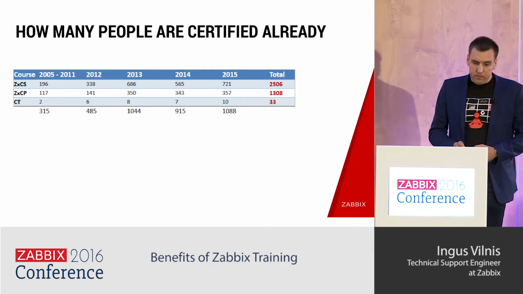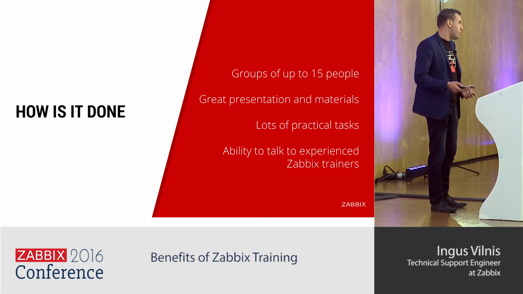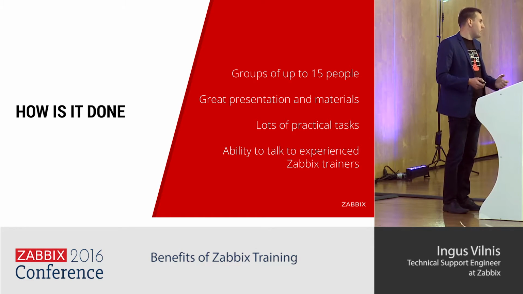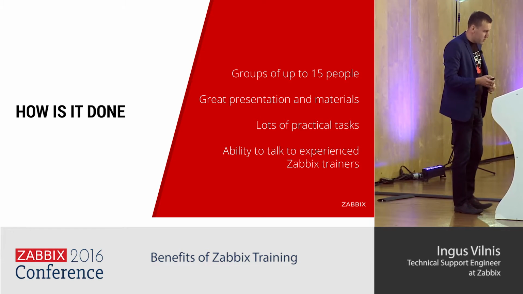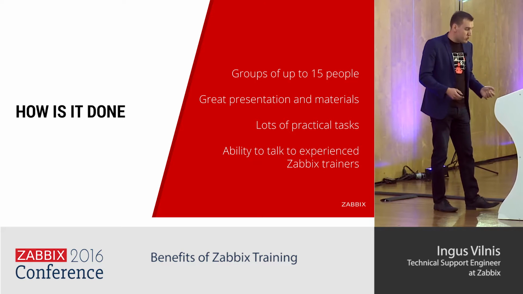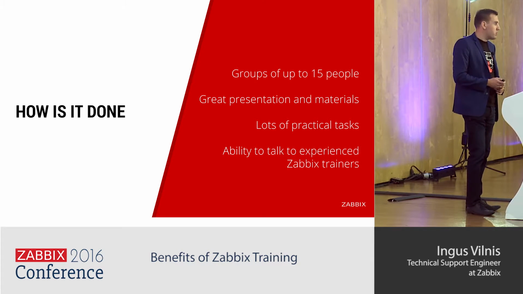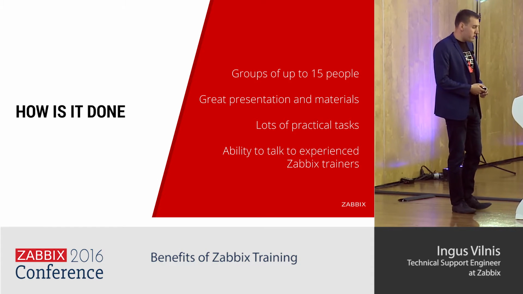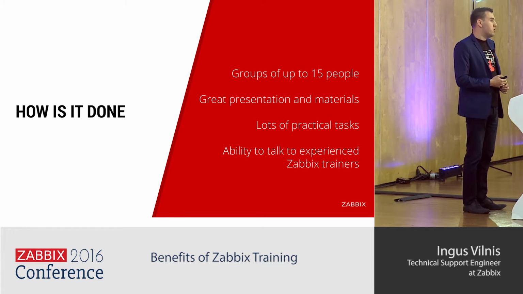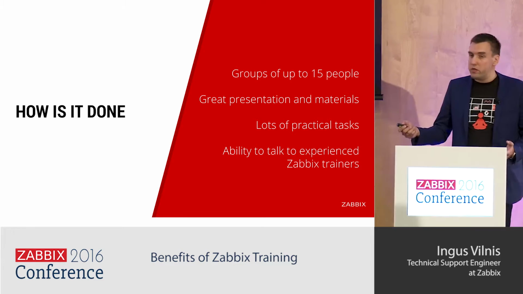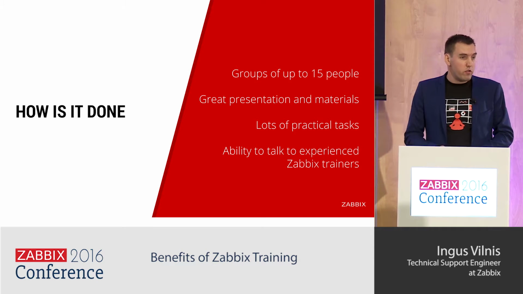So how are we doing this? Normally we do those trainings for groups of up to 15 people, because that's the size of a group that's quite easy to manage. I couldn't really imagine how I would give a training to a room of 200 people. So quite small groups, and we do presentations. We have very many practical tasks. Each student has a virtual machine that we provide, and they install Zabbix and learn new features. We tell about all the features we have. Also, the best thing you could ever get in the training is the ability to talk to a Zabbix trainer. The trainer works with each of the students and answers the questions immediately. That's actually a great value added to all of this.